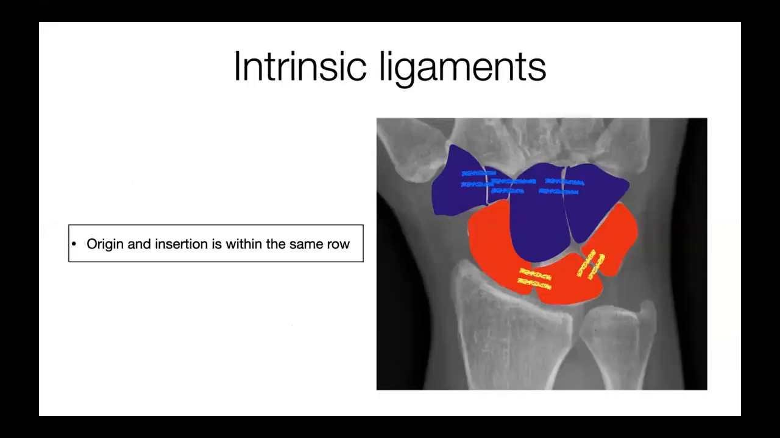In order to understand how best to assess and manage perilunate injuries, we need to understand a little bit about the ligaments within the wrist. There are two main types of ligaments in the wrist, intrinsic and extrinsic ligaments. We'll talk about the intrinsic ones first. So the origin and insertion of these ligaments is within the same row. So in the image, the yellow lines are the scapholunate and lunotriquetral ligaments, and these are often injured in the context of a perilunate injury.